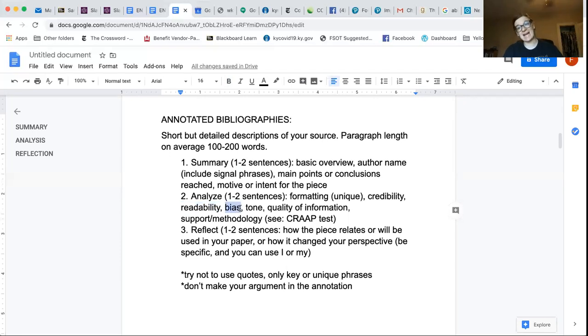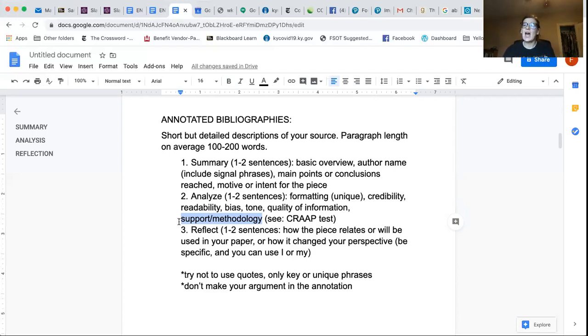Is there any bias? Because again, some of your sources are going to be your opposition sources, or maybe this is a really good source that supports your point, but they are biased, and acknowledging that in annotation will help you understand how to acknowledge that or how to work around any possible biases when you use that source in your paper. Tone, what does it sound like? What's the quality of the information? How are they using their methodology? You've been thinking about how you were doing yours in your proposal. Can you find theirs and analyze it?